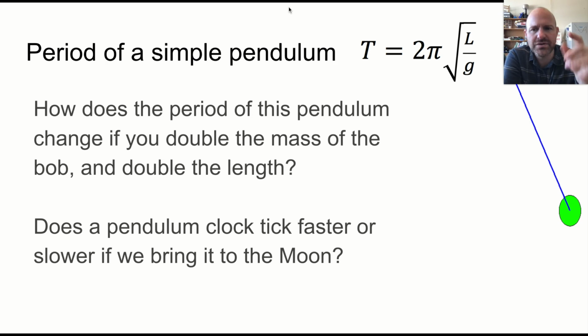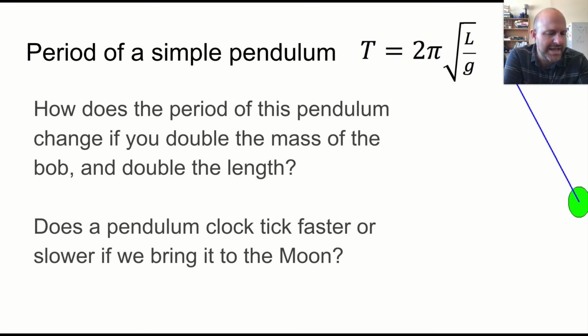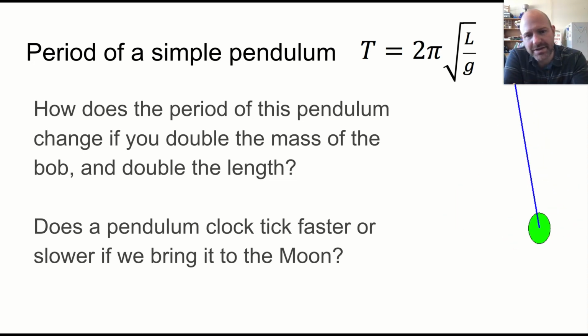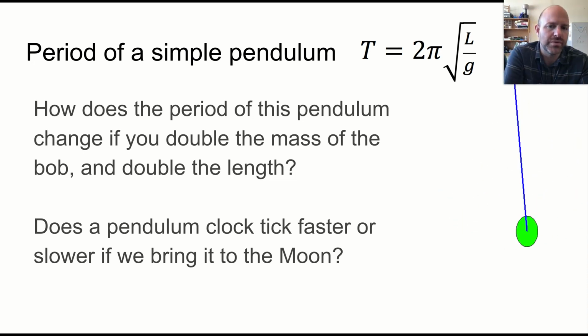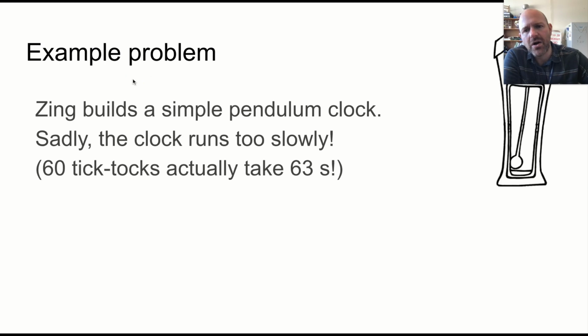So the period of a simple pendulum. How does this change if you double the mass, or double the length? What about taking a pendulum clock to a place where the acceleration due to gravity is different, like on the moon? These things are important to know.